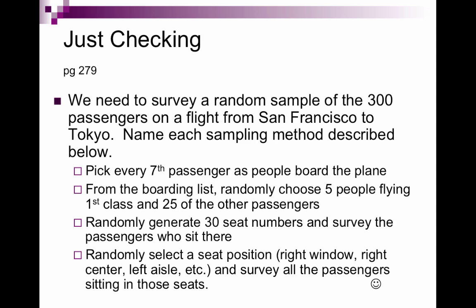The last one, we randomly select a seat position, so right window, right center, left aisle, and so forth. And then we survey all the passengers sitting in those seats. This would be a cluster. We clustered based off of seat position. We picked one. We survey everybody in that position. So each of these are viable sampling methods. It just depends on what we're interested in.